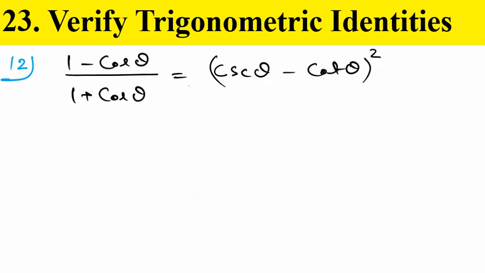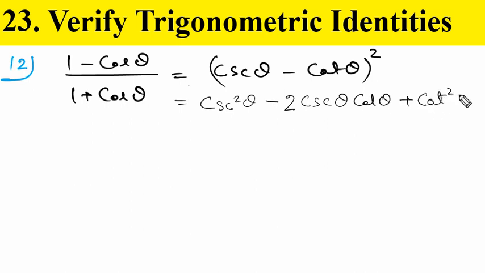So I've written down the question now. Now in this question, if I start solving from this side, it will be more complex. So I will start from the right hand side. Now what will I do? First I will just expand this, and if you know the formula a minus b whole square, which is a square minus 2ab plus b square, right? Here a is this and b is this.